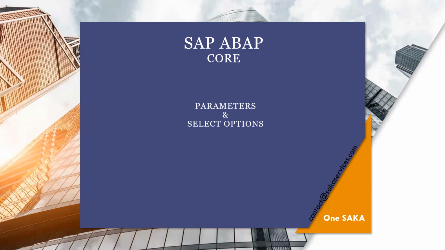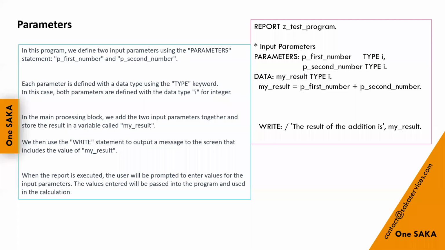If the user wants to give any input on the screen for the program to use, we can use both parameter and select option. There is a difference between parameters and select options. With a parameter, we can give a maximum of one input value. With select option, we can give a range, inclusion, exclusion. It's more powerful than a parameter. Let me show you in a program how we can declare a parameter and how we can declare a select option.